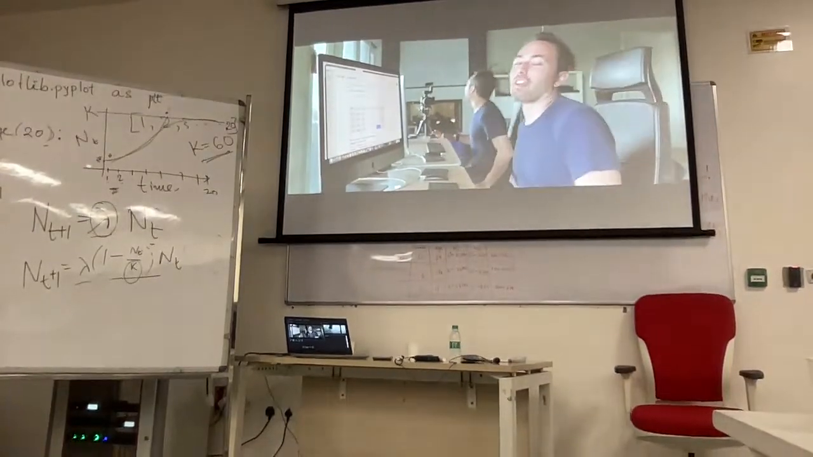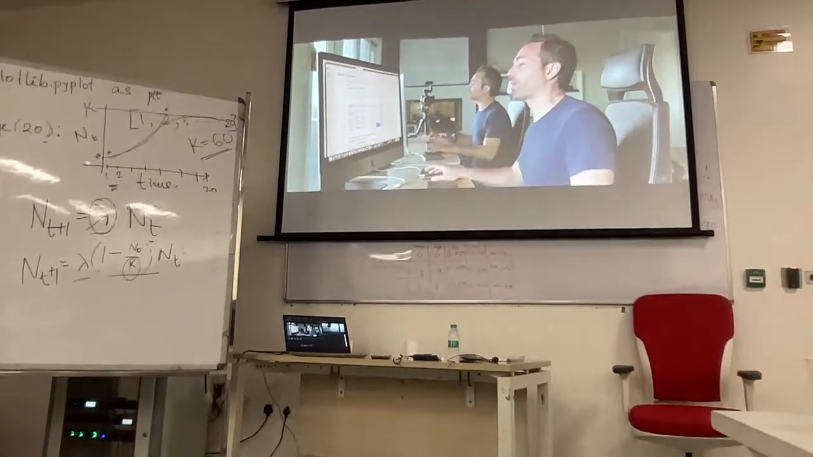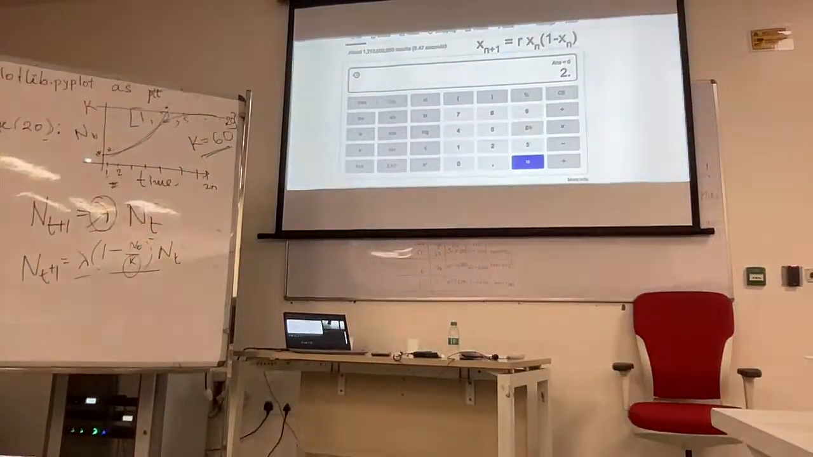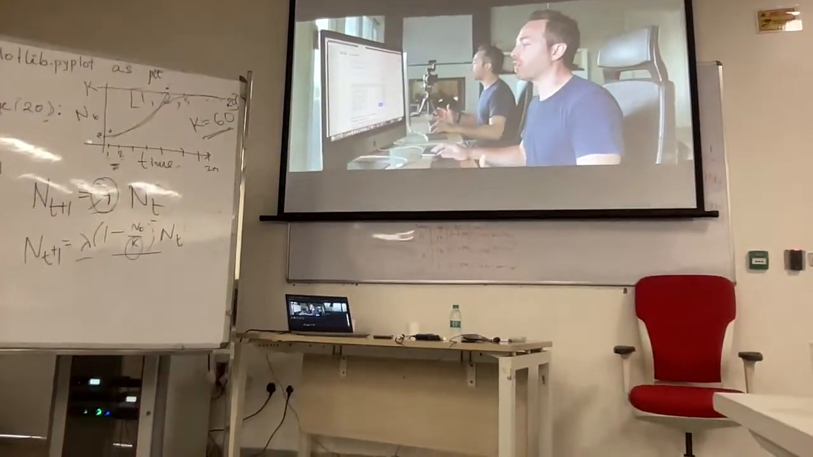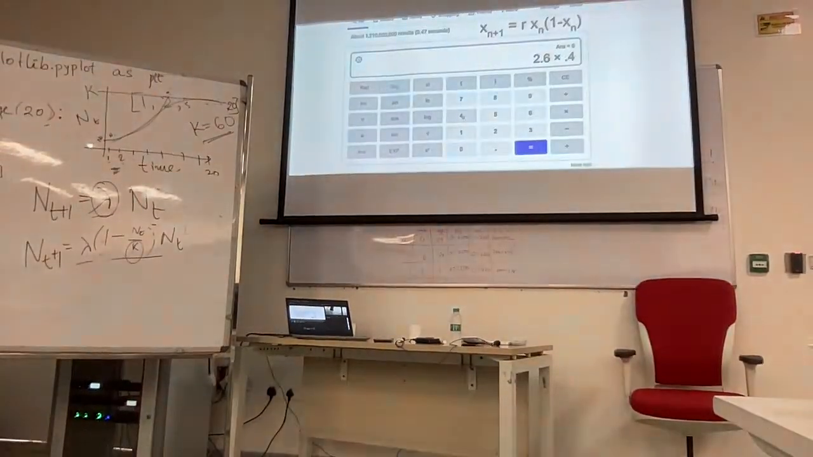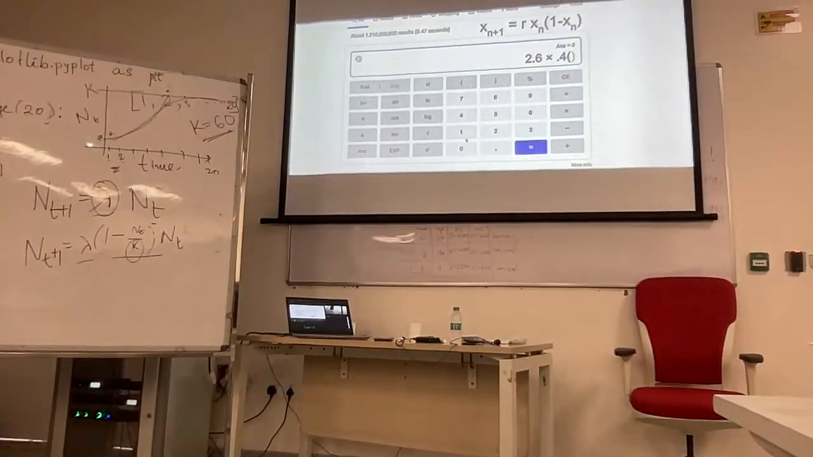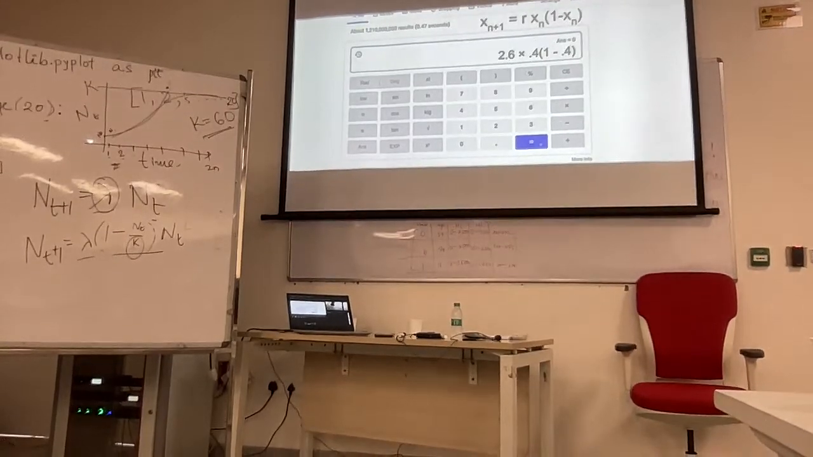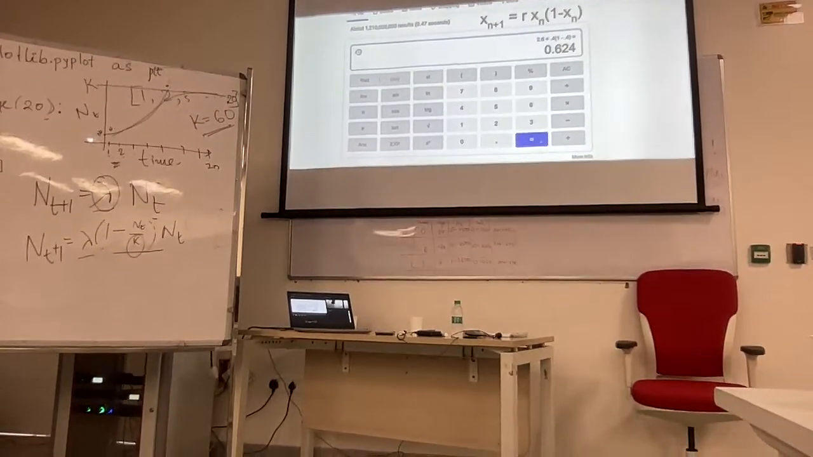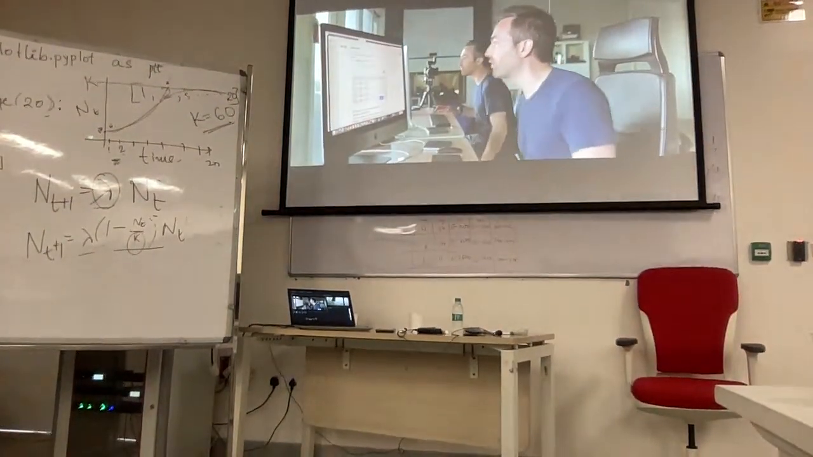Let's say we're dealing with a particularly active group of rabbits. So R equals 2.6. And then let's pick a starting population of 40% of the maximum, so 0.4, then times 1 minus 0.4, and we get 0.624. Okay, so the population increased in the first year.